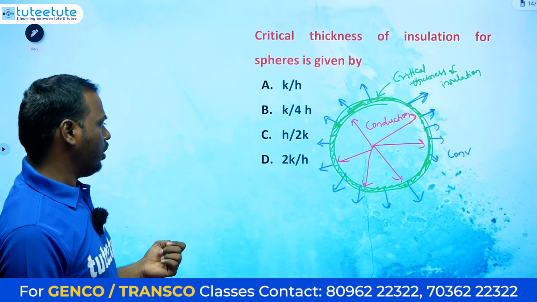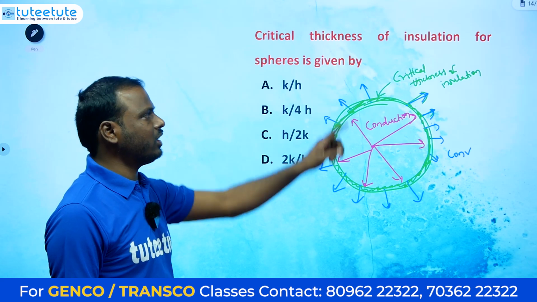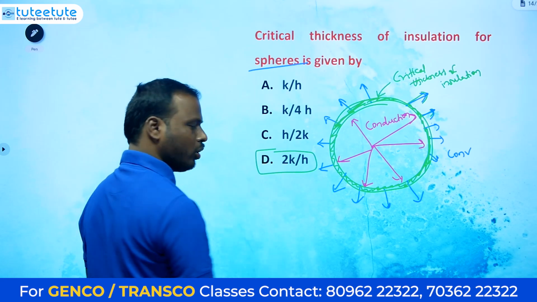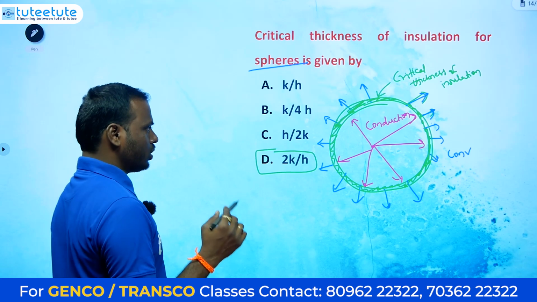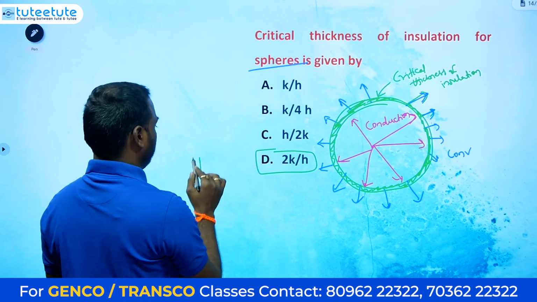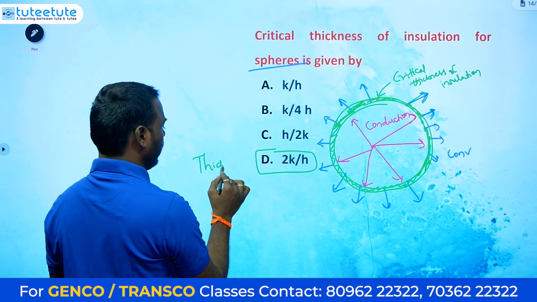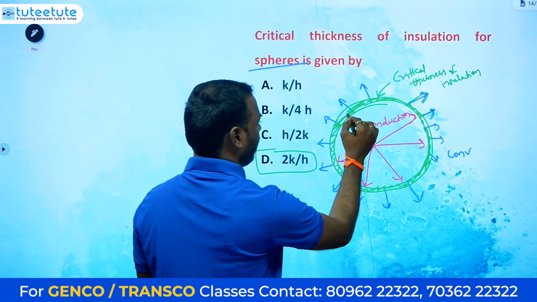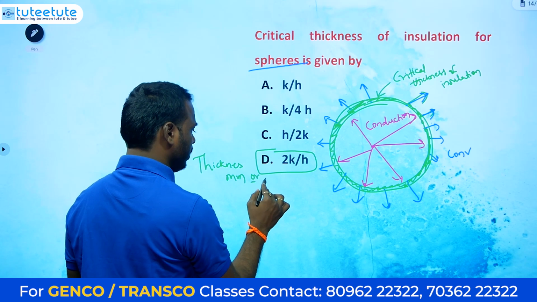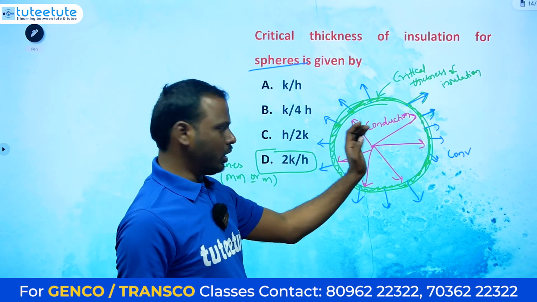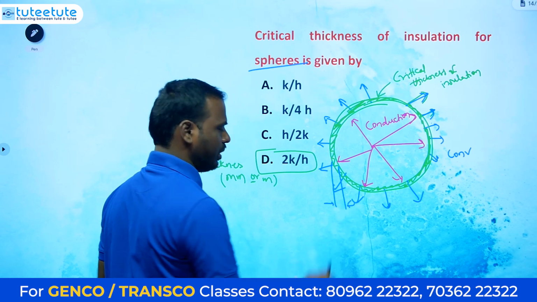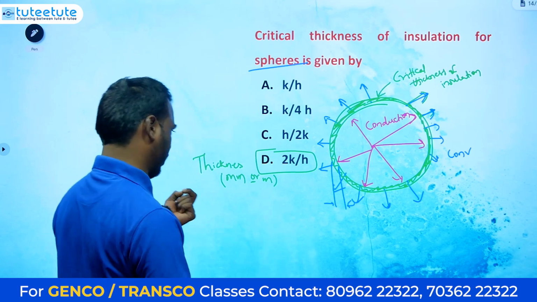Coming to the critical thickness of insulation for spheres, it will be 2K by H. How to remember it: there are two things. Thickness is generally a radius, so the units of thickness are meter or mm, because this is the thickness only. Generally we measure it in terms of mm or meter.